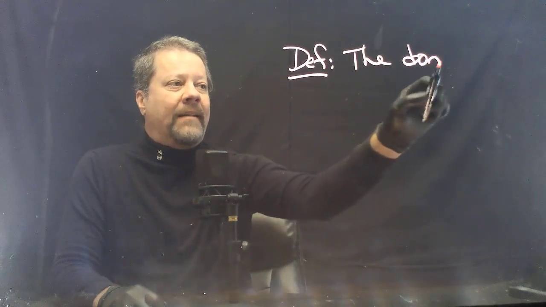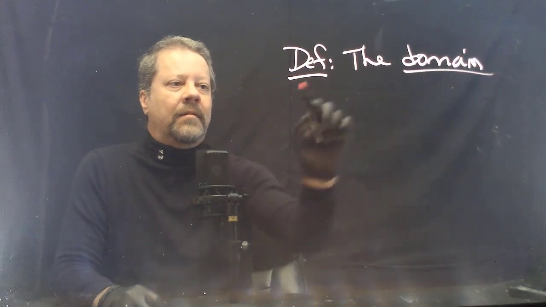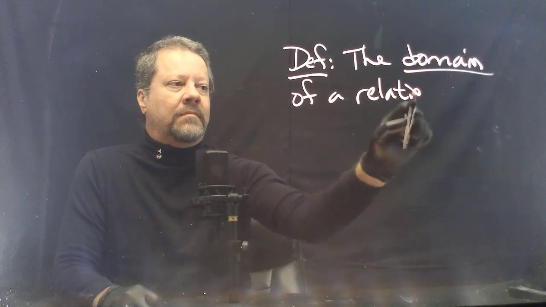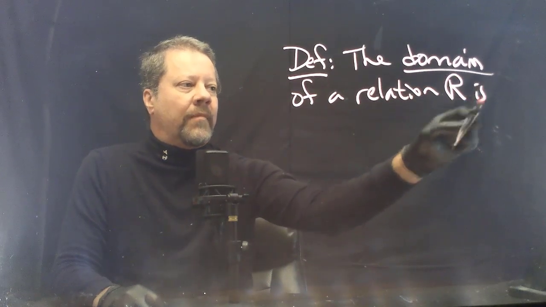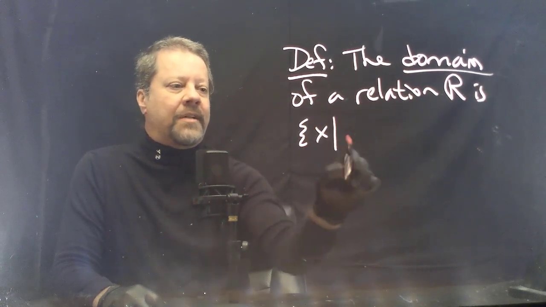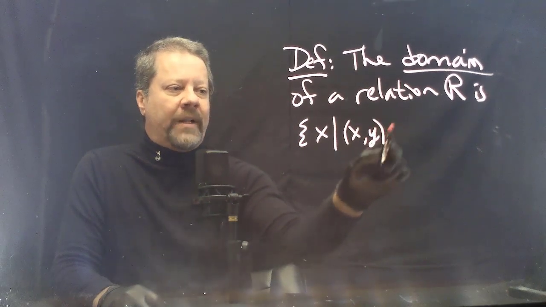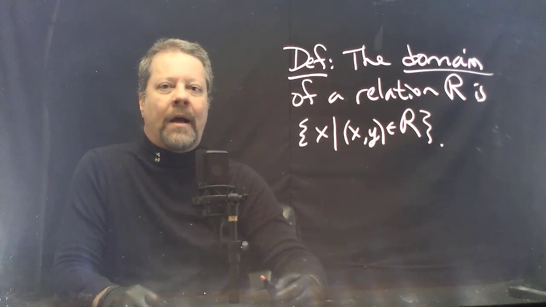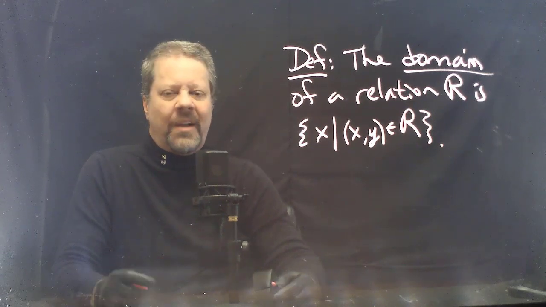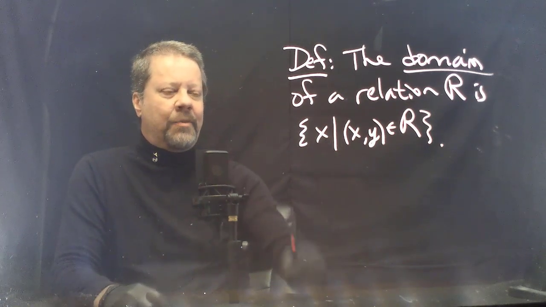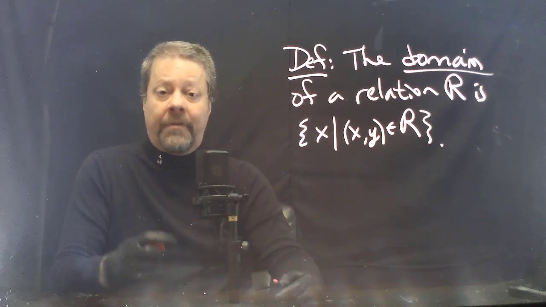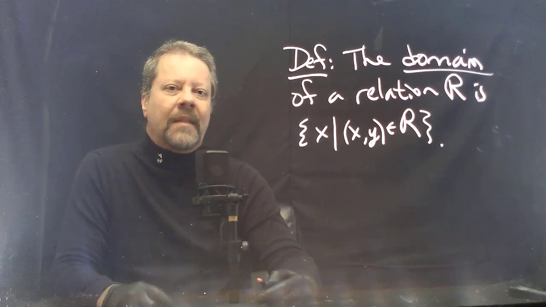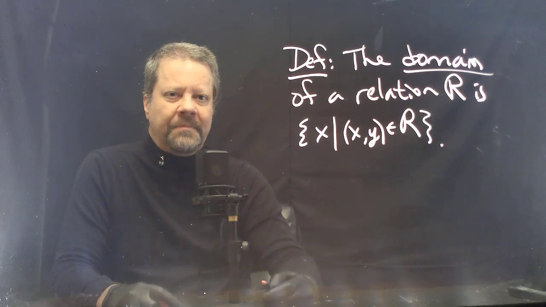The domain of a relation is the set of all x such that the point (x, y) is an element of the relation for some y. So another way of thinking of it is that the domain is the set of all inputs into a function, but the notion of domain is a little more general and applies to relations as well.